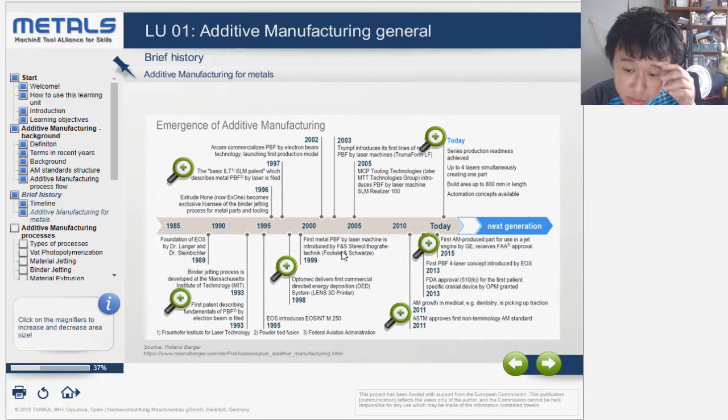The first metal powder bed fusion by laser machine is introduced by F&S Stereolithographietechnik. Okay, I don't know much about this company, it's quite interesting. Trumpf introduced its first line of metal powder bed laser machines. So Trumpf is another brand of powder bed fusion metal 3D printers that you will come to know of. I think their system is known for its very compact nature and being very easy to use.